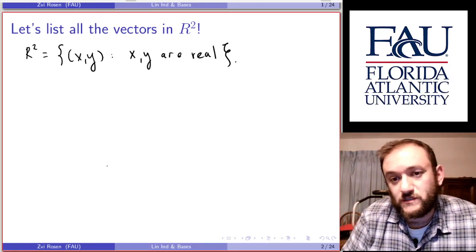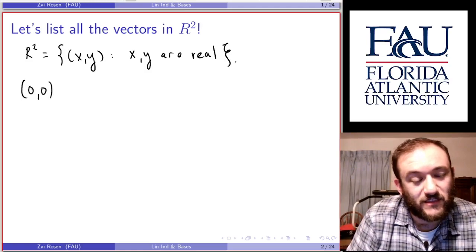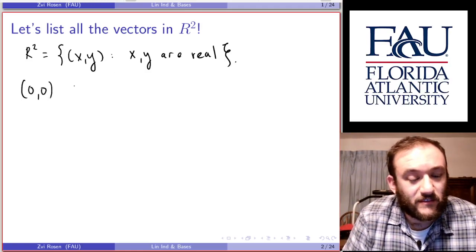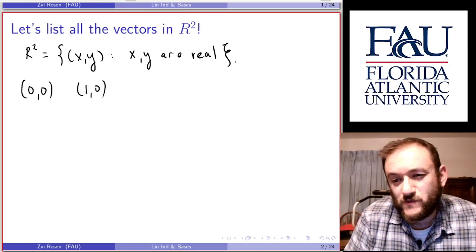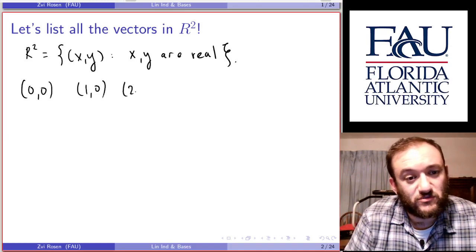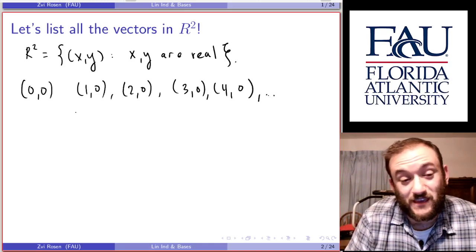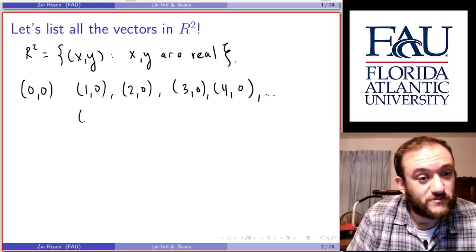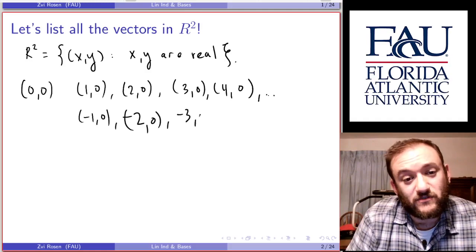To list the elements here, we remember that the 0 vector is important, so let's put that in there. And then let's try to list a few more. We could do 1, 0, but I know that I'm supposed to be able to scale these. So I should be able to multiply it by 2, by 3, by 4. I can also scale it by negative numbers, to get -1, 0, -2, 0, -3, 0.